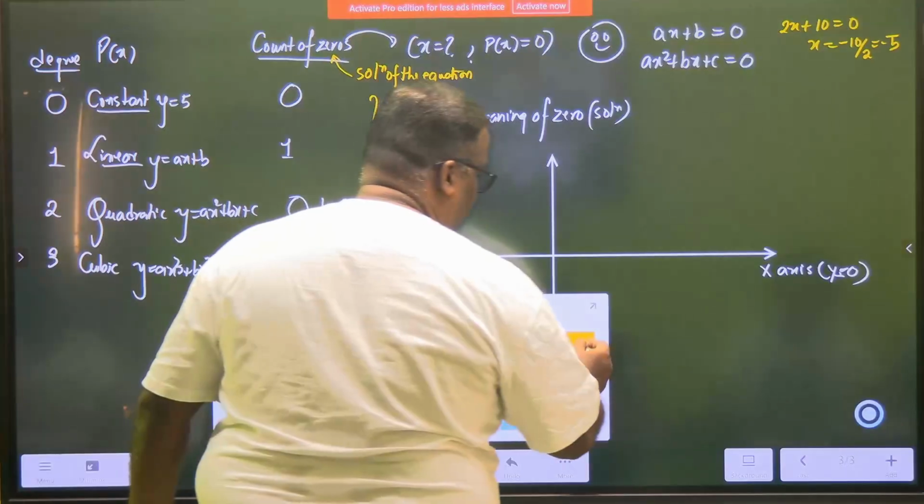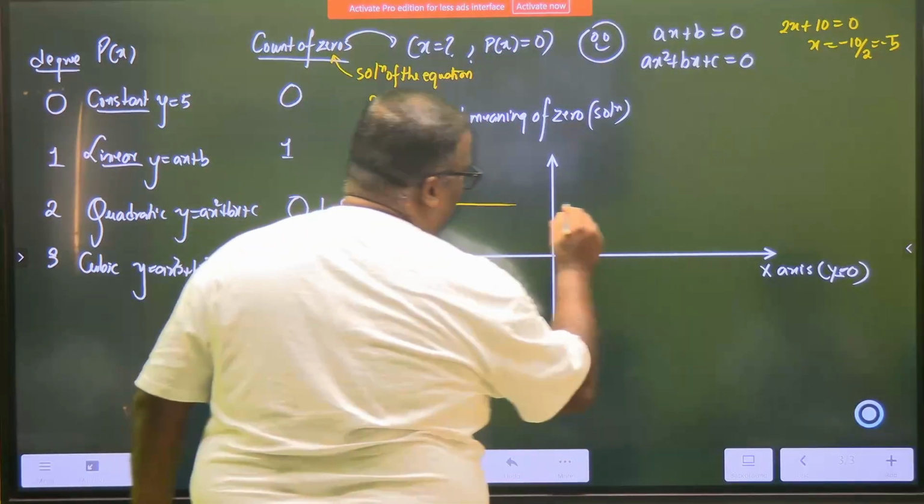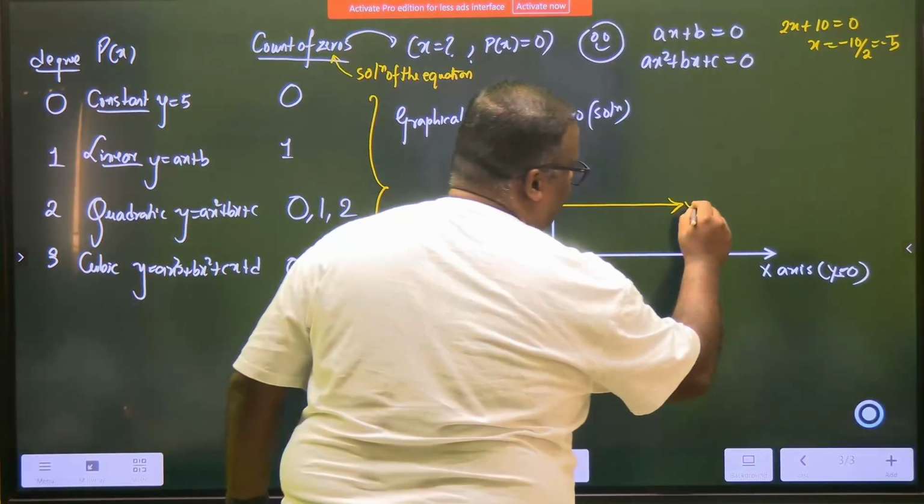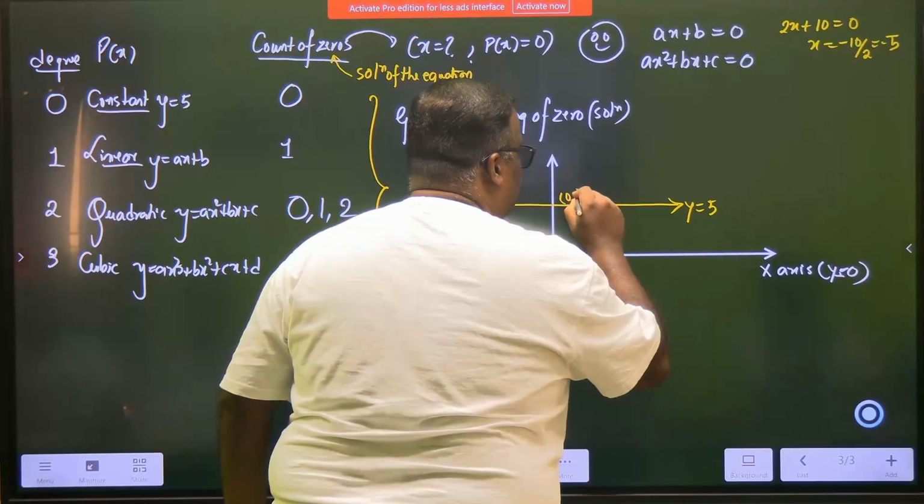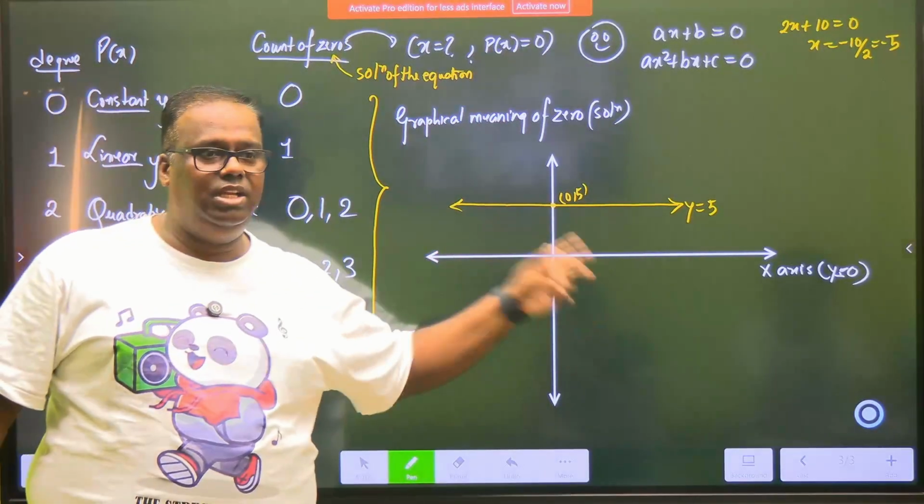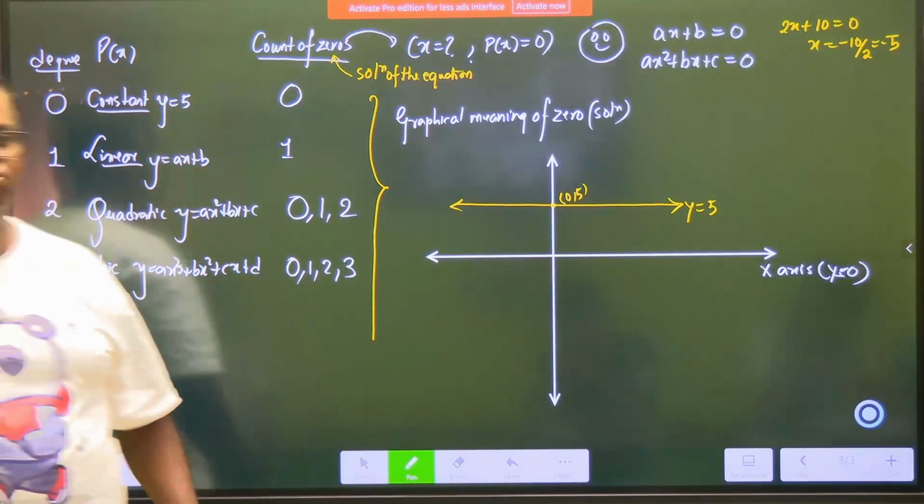So we are having a graph which is say y equal to 5. Y equal to 5 will pass from here. Is it a constant polynomial? Yes, it passes through the point 0, 5. Now tell me, will this line ever intersect the x-axis? No. So we are correct that there is no 0 for this.